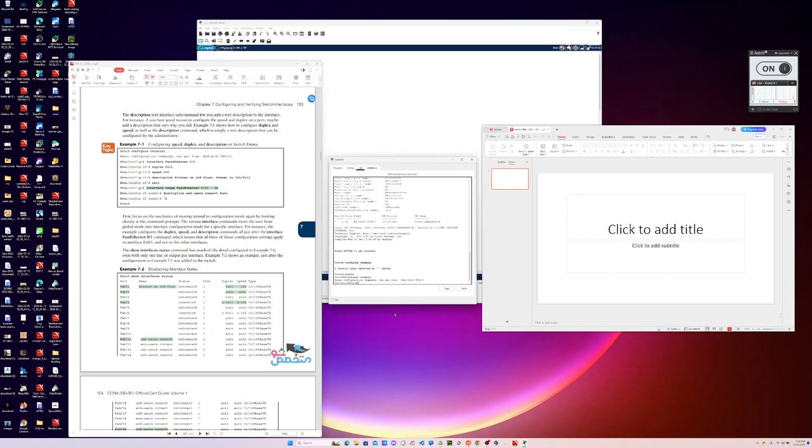and do interface fast Ethernet. Now, question is, did I already do this? Do all of this?